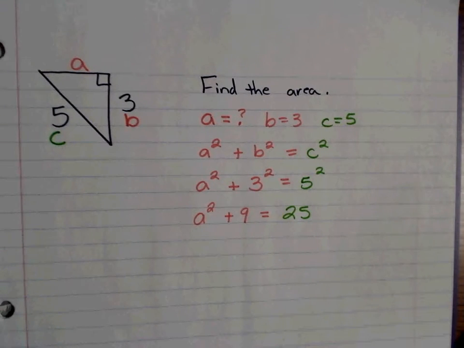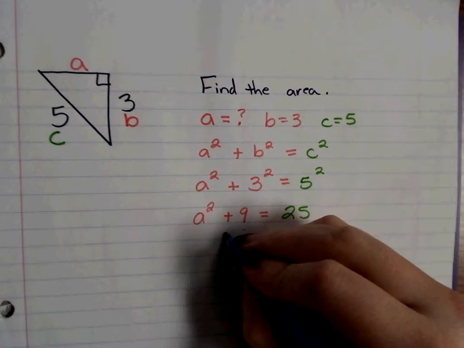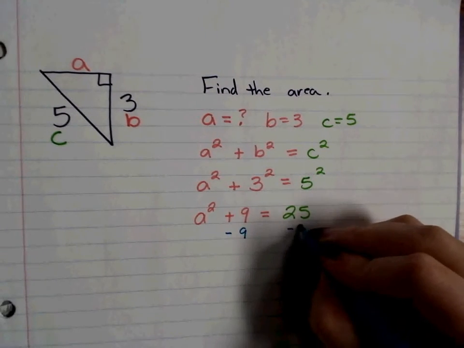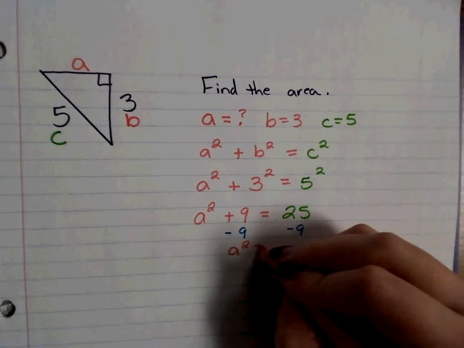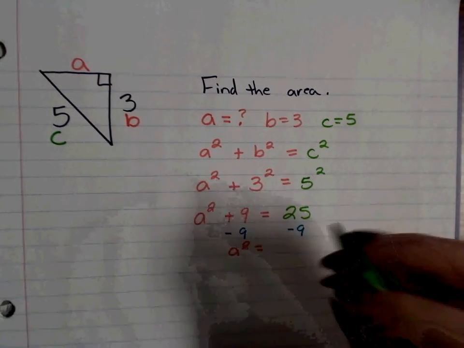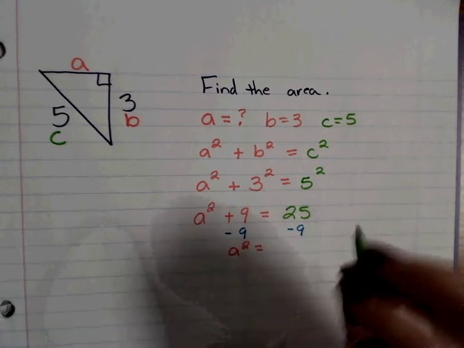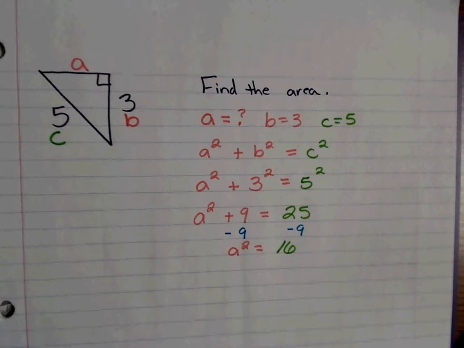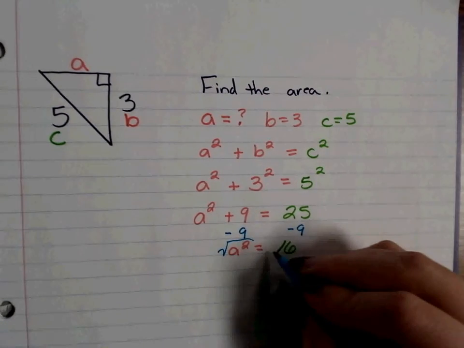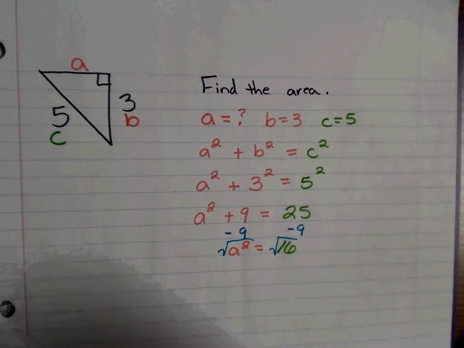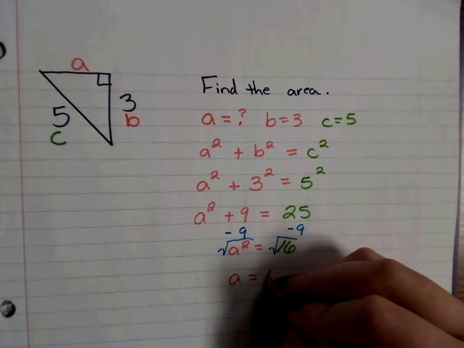Okay, so now we have the following situation here. What do I do to solve that? Subtract 9 from 25. So you're subtracting the 9 from both sides, and you're going to get that A squared is now equal to 16. So now we have to do what? Find the square root. We have to take the square root, and we'll get that A is going to be equal to 4.